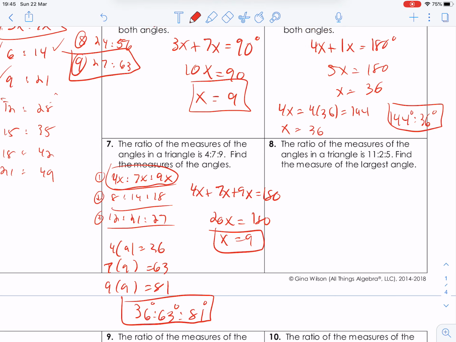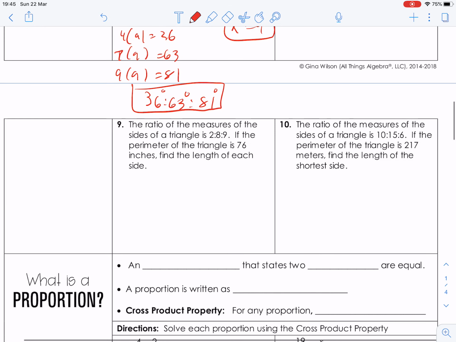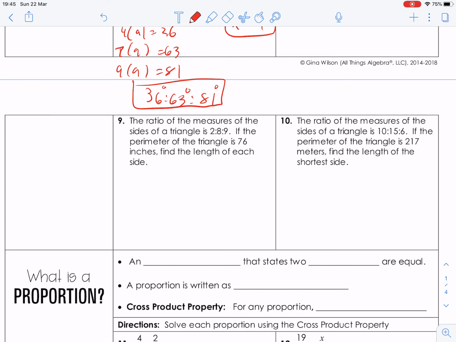Now 8, same thing. And then we have to find the angle of the largest angle, which isn't too bad. You guys could do that. So 9 and 10, the ratio that measures the sides of a triangle, let's just do the 9. If the perimeter of the triangle is 76, okay. Find the length of each side. So the sides of the triangle have this ratio.